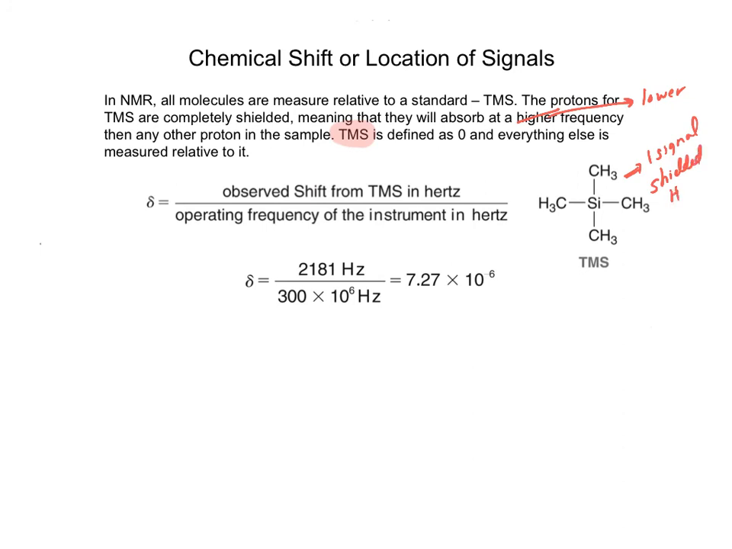Shielded protons, okay? Because of that, TMS is going to essentially establish our zero on our overall spectrum. What you'll actually see when you look at NMR spectroscopy is you will get a signal for TMS, and that's essentially what we define as zero. Everything is measured relative to it, okay? Now, what are we actually measuring relative to it? Well, we're measuring the frequency at which we actually see absorbance, okay?